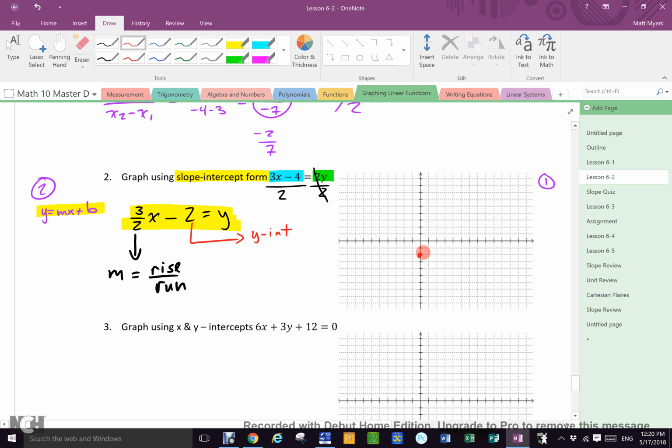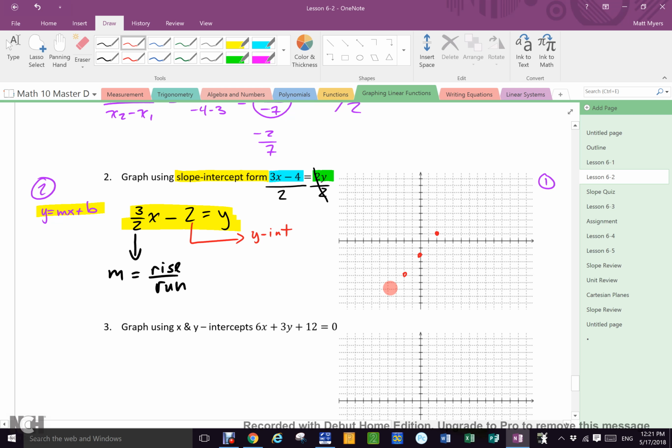There is negative 2. How do I then do the slope from there? Rise, 1, 2, 3. Run, 1, 2. Fall, 1, 2, 3. Left, 1, 2. And I make my line.